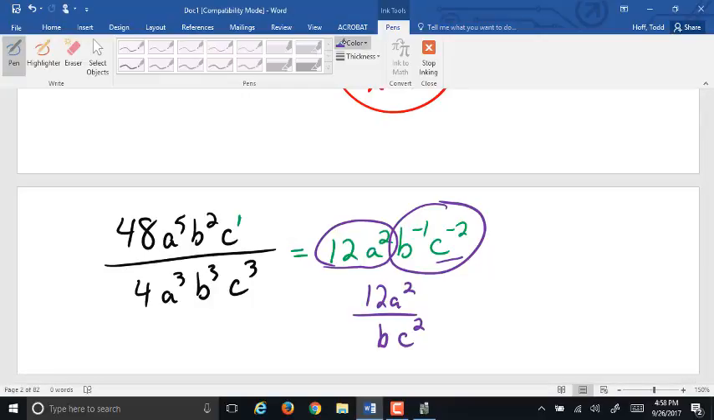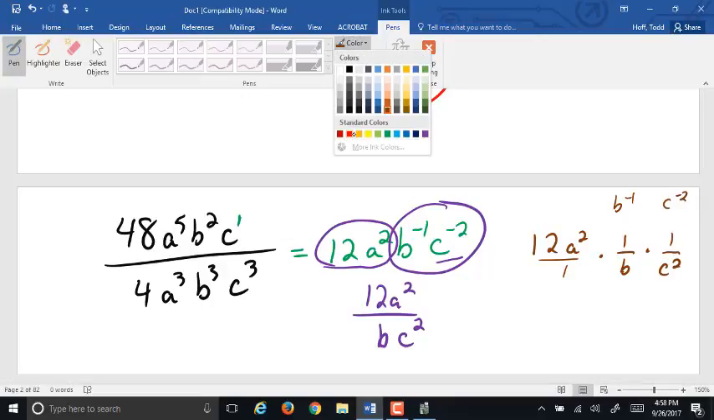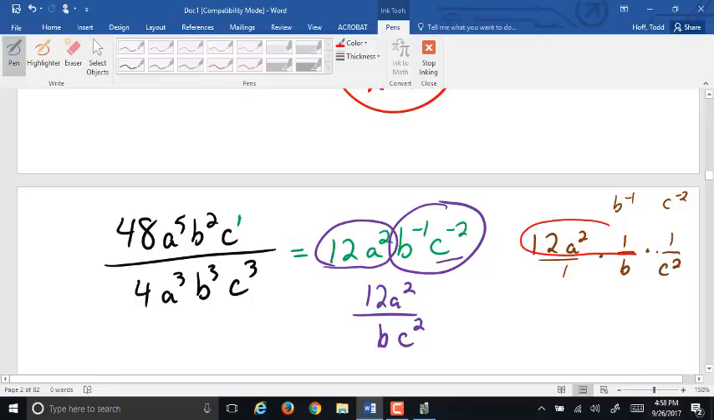What's really going on there? You've got the 12a squared. I can make that a fraction by putting it over 1. B to the negative 1, remember, is really 1 over b. It's the reciprocal. C to the negative 2 is really 1 over c squared. So then when you multiply this all out, we've got 12a squared on top and b times c squared on bottom.